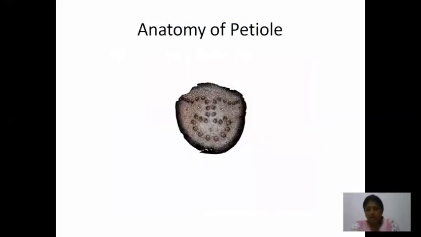This is the anatomy of the petiole. Here the leaf traces are arranged in the form of an omega. Thank you.